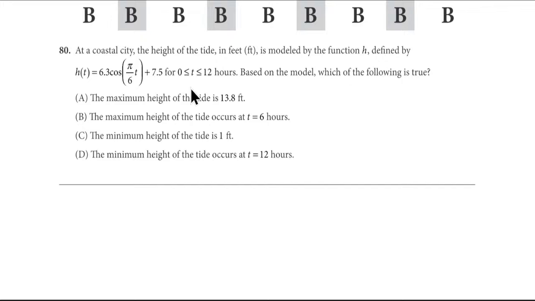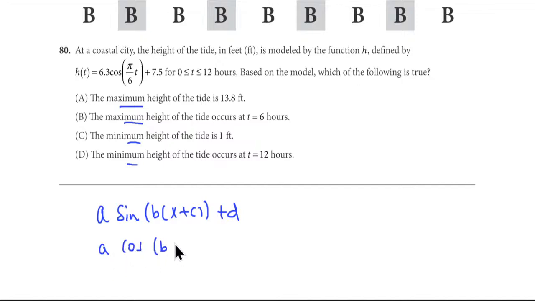Okay. All right. Question number 80. At a coastal city, the height of the tide in feet is modeled by the function h defined by this. Based on the model, which of the following is true? Pretty straightforward question, guys. They are just asking what the maximum and minimum value are, and I can give you a generalized way to solve this, whether that's a sine or cosine model. If it's a sine(bx + c) + d, or if it's a cos(bx + c) + d, it doesn't really matter what the model is. It should be sinusoidal in nature. Sinusoidal means that it should be either a sine curve or a cosine curve.